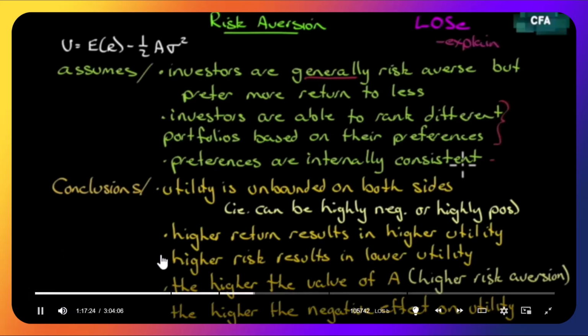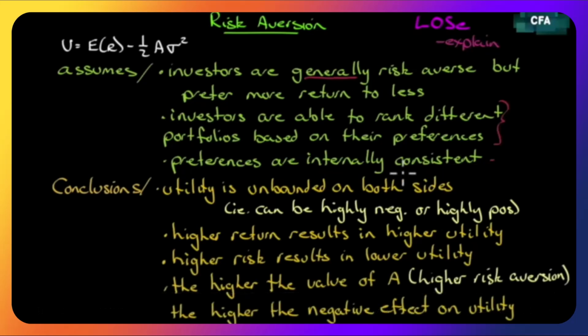Prefer stocks over money market funds. That's called consistency. Whenever we use the word consistency, internal consistency, we're really talking about rationality. We're rational. What would not be rational would be something that is not internally consistent. The conclusions that we can reach: utility is unbounded on both sides.